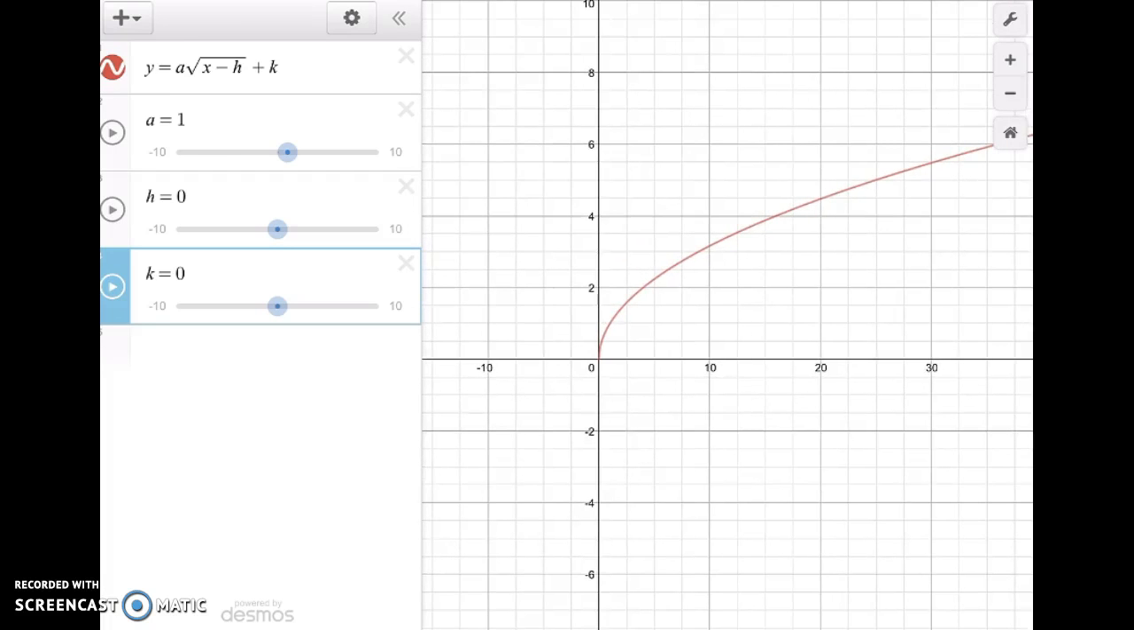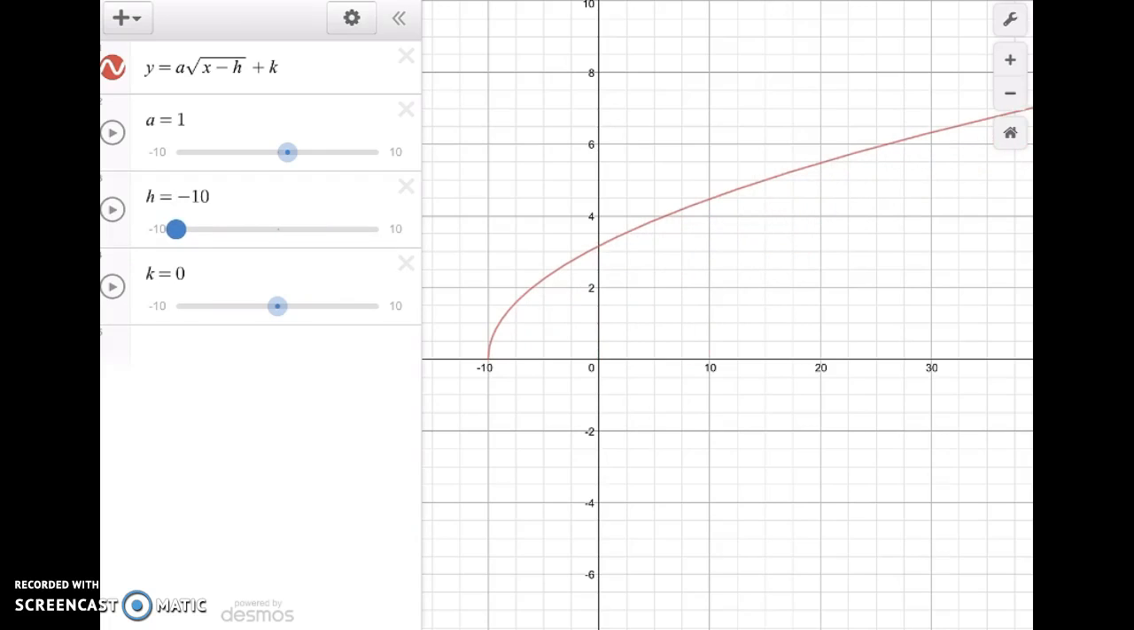So now h is inside, that shifts it to the right and left. So if I move that to the right, and then I move it to the left, there's what h does. And then the same thing with k, shifts it up and down.